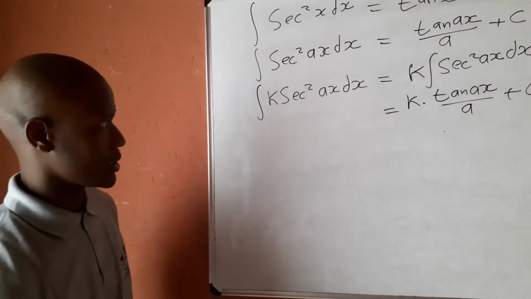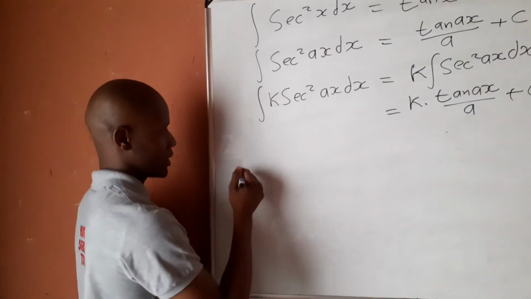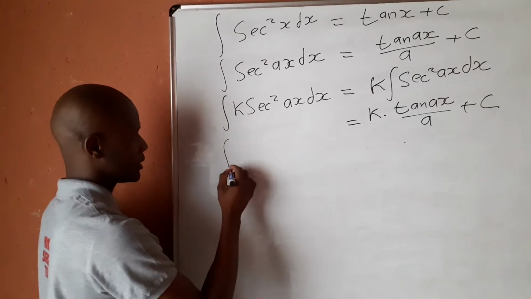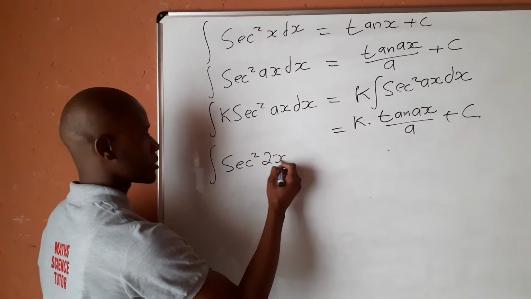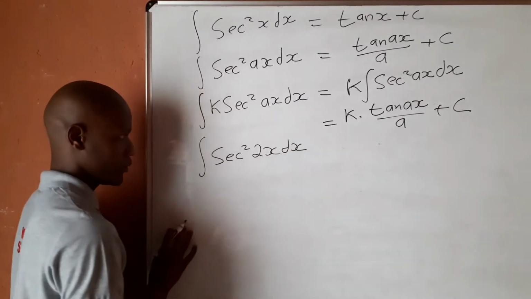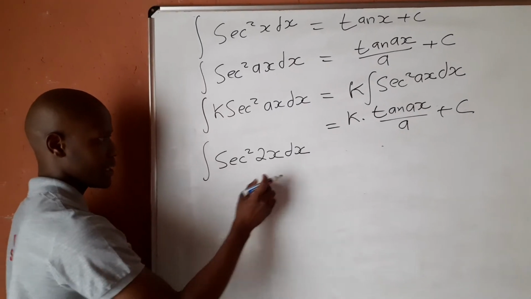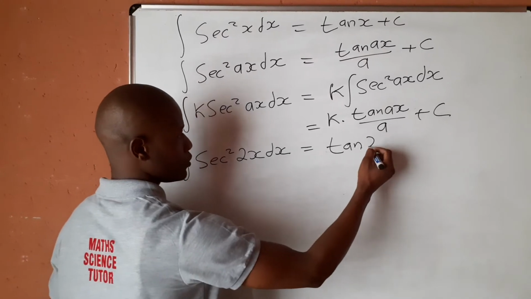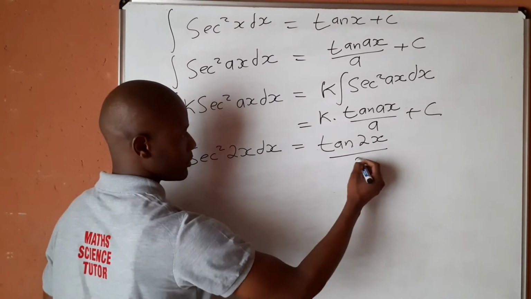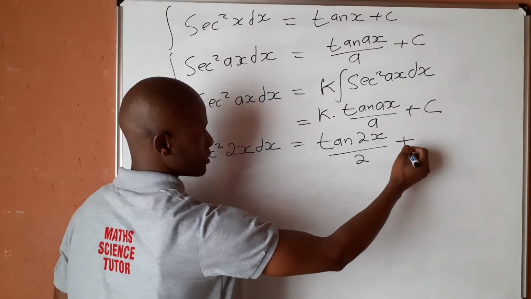I'm doing examples, guys, applying these formulas. Integrate sec squared 2x dx. When we integrate sec squared 2x dx, it is going to be tan 2x divided by 2 plus c.